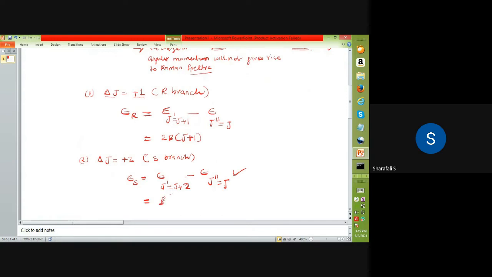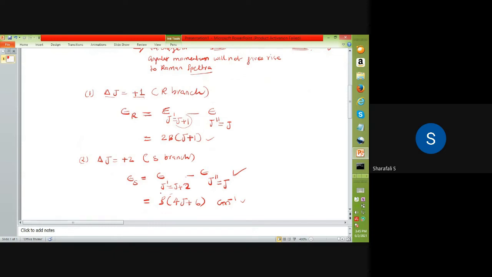B into 4J plus 6, right? So this much in centimeter inverse. This we already derived in the last class. Similarly, you can derive this one also. You have to just replace that J plus 2 with the J plus 1. Then you will get the same set, which is 2B into J.